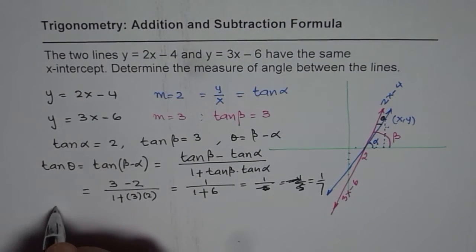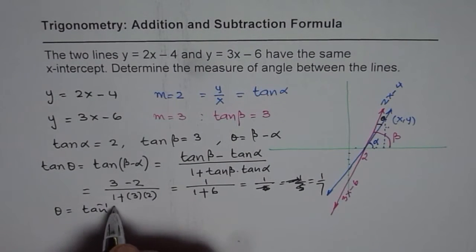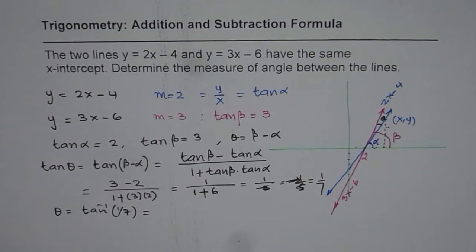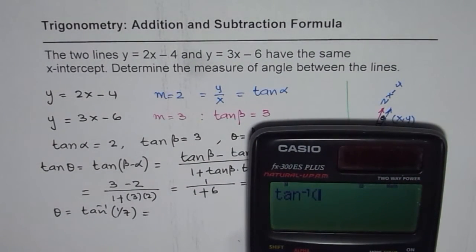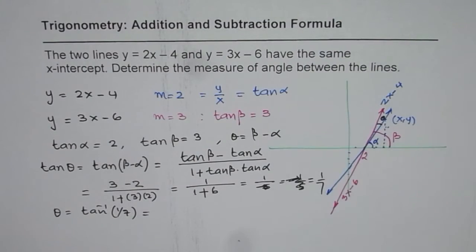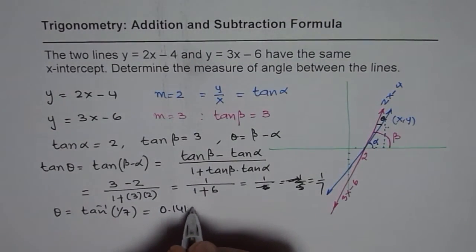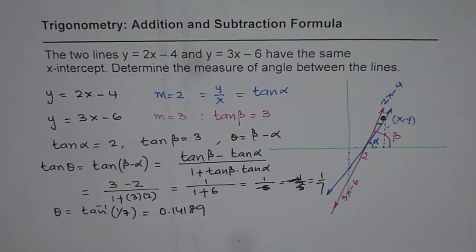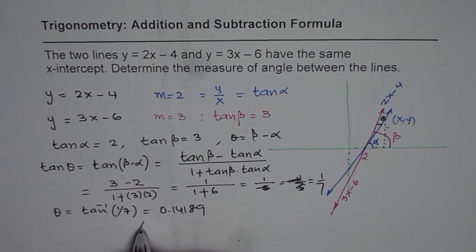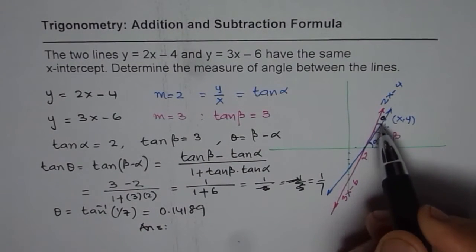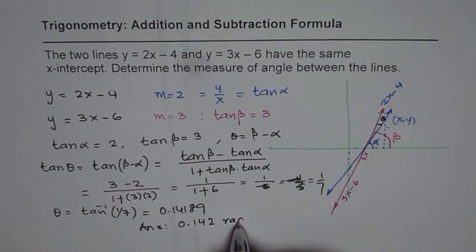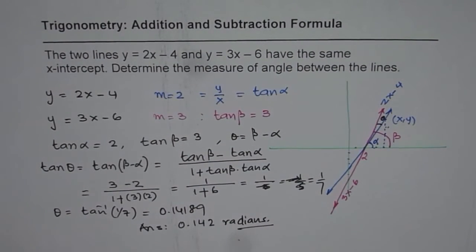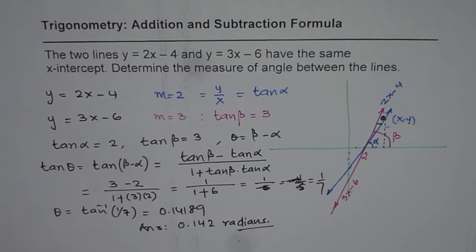So what is theta equal to? So theta equals tan inverse of 1 over 7, correct? So we can use a calculator and find the answer. So we have shift tan inverse, 1 divided by 7, bracket close, equals 0.14189 in radians. That is the angle theta for us, right? So we can write down the angle which the two lines make will be 0.142 radians. Correct? So sorry for that mistake. I hope you can correct it.